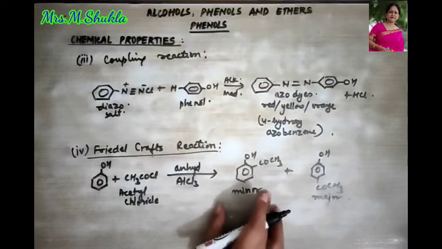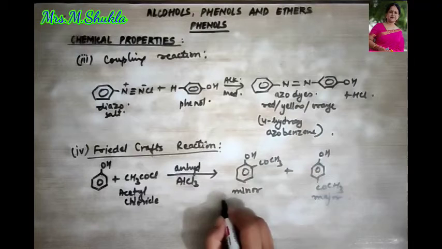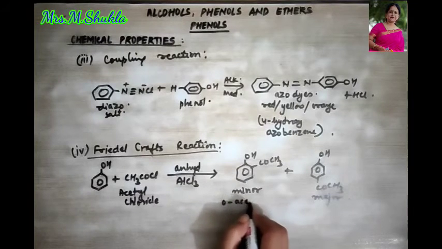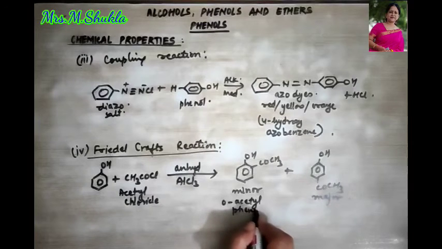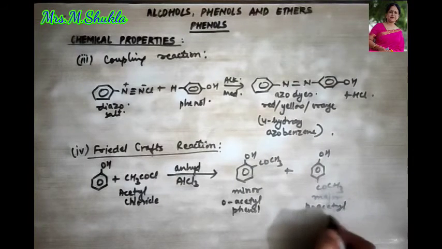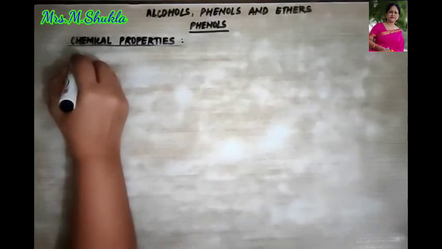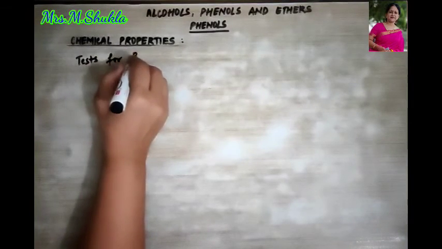Okay, now what is the name of this minor product? This is your ortho-acetyl phenol, and the major product is your para-acetyl phenol. Okay, lastly we come to the tests for phenols.